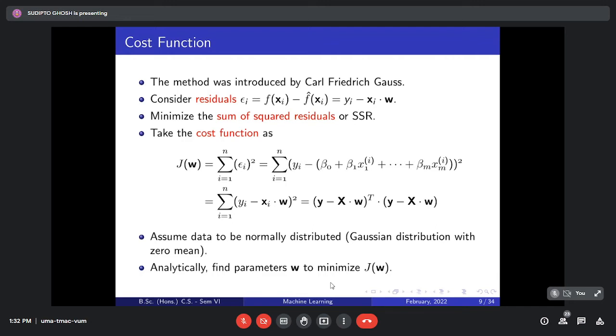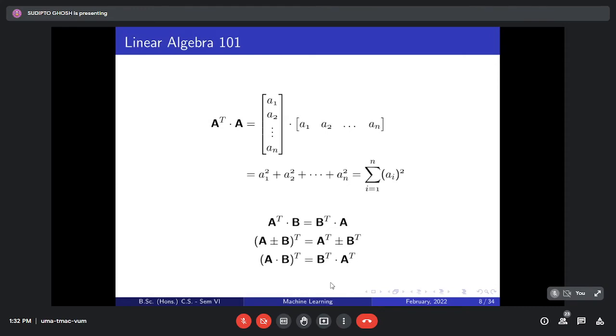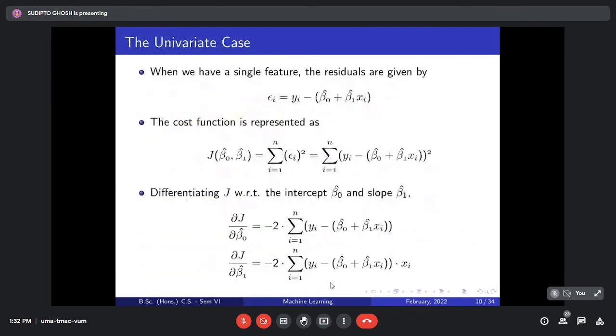In gradient descent, we took several iterations. We have to define a learning rate. We have to do some iterations to come up with the parameters that minimize the cost function. Here we have to do some numerical analysis, and then we come up with the parameters directly. So that is the difference between the gradient descent method and the analytical approach. Once this is done, we can go ahead to univariate linear regression.